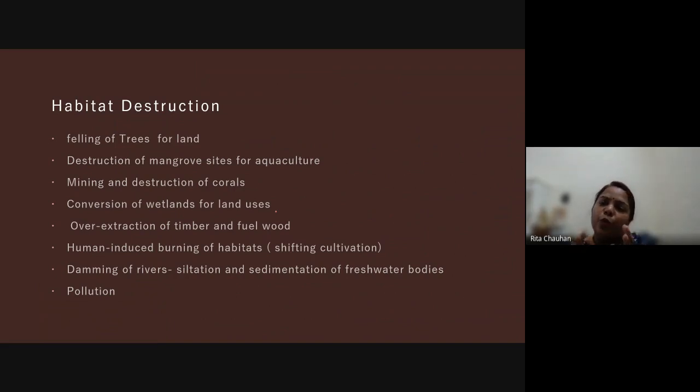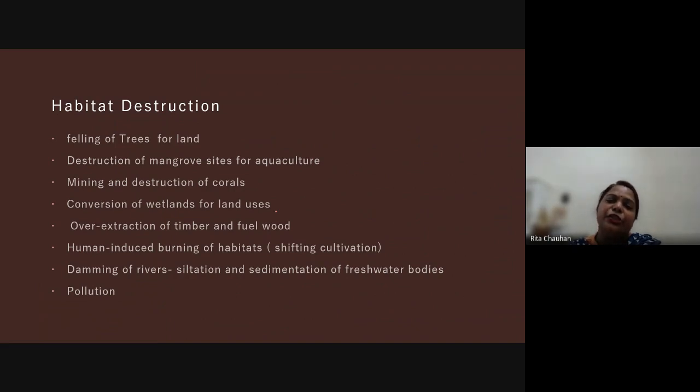So okay, we are going to have fish and prawns, but the diversity in that mangrove area is lost because of this destruction of the habitat. Okay, so natural habitat is getting wiped out, and due to this biodiversity loss is there.